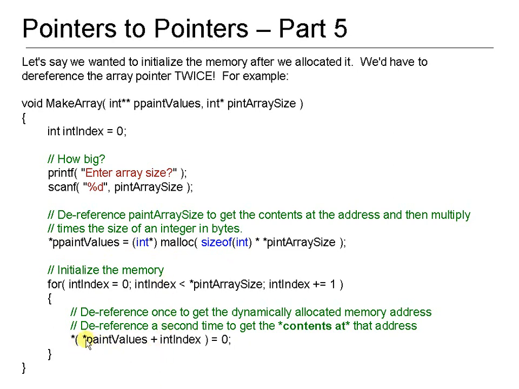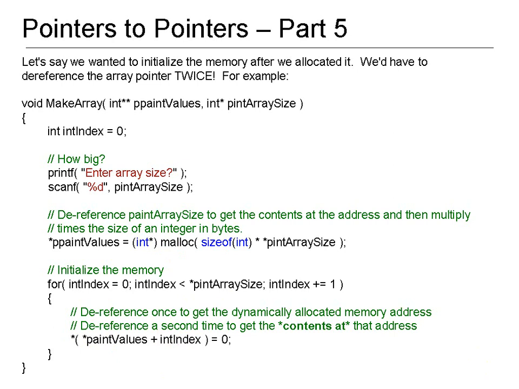Now, the first time we dereference is to get the pointer value stored inside our pointer. So that's once to get the dynamically allocated memory address. We dereference a second time to get the contents at that address. So the first time is to get the memory address that was returned from malloc. We add our offset to that, and then we dereference the second time so we get the contents at that address.